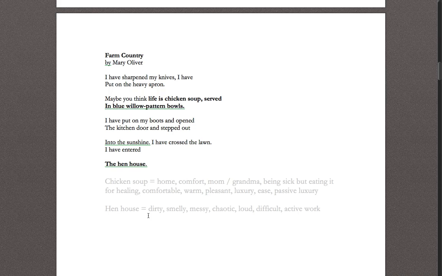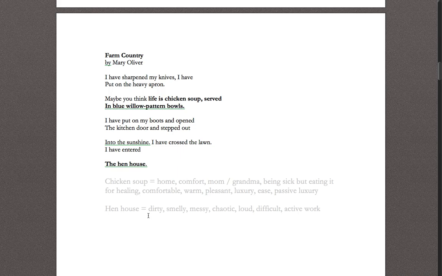So even just looking at those two details, we start to see that what this poem is about, part of its message, is that the reader needs to consider that life cannot be just full of passive luxury and comfort and ease. That life also takes difficult, active work. That work might be chaotic, it might be loud, it might be smelly, but that the reader should embrace that part of life because there's so much pleasure and enjoyment in working for what you have and earning what you have. So that's farm country.